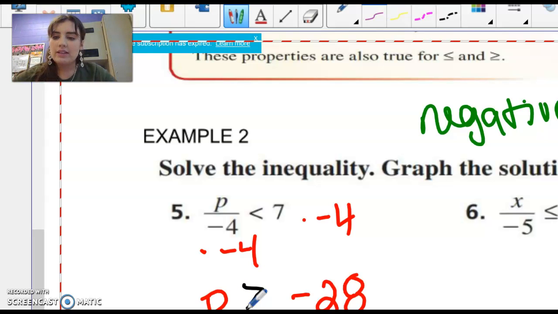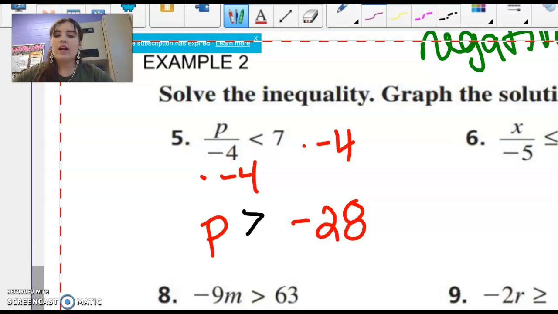For number 8, we have negative 9 times n is greater than 63. So we are going to divide by negative 9 on both sides. We're going to get n on the left and negative 7 on the right. Now what is our sign? It must be flipped. So now it's n is less than negative 7.